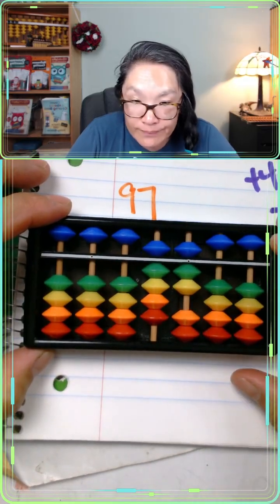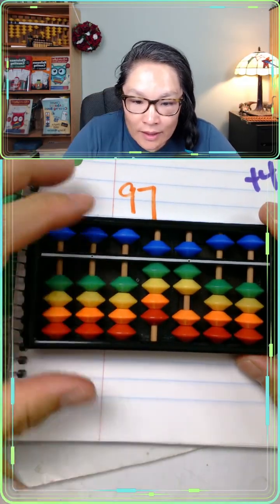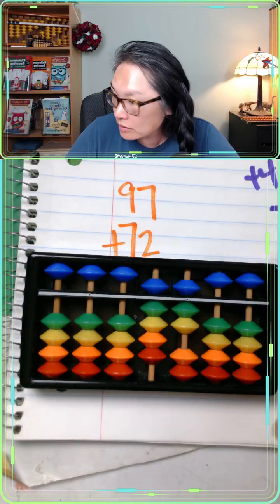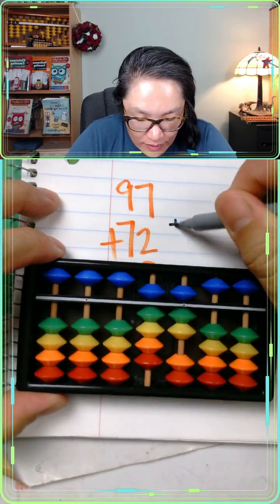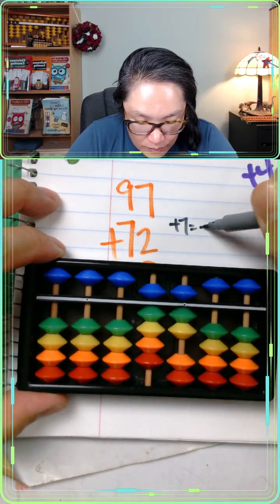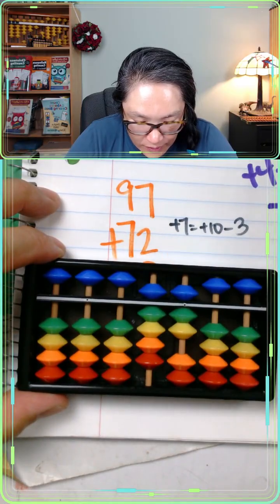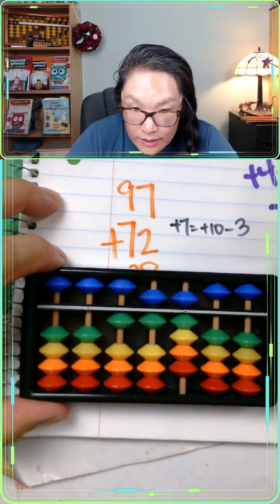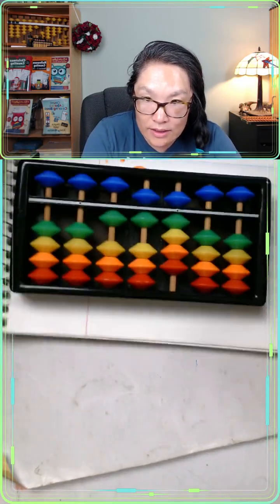97, right, Treasure? Then what? Plus 7 plus 2. Do you remember how to add the 7? Plus the 7 is plus the 10 minus the 3. And then can I add the 2? Yeah, add the 2. What's next?